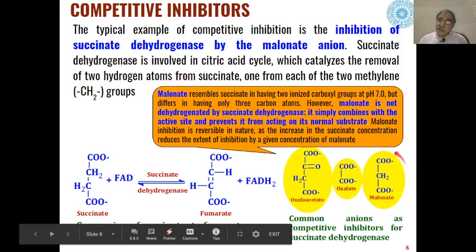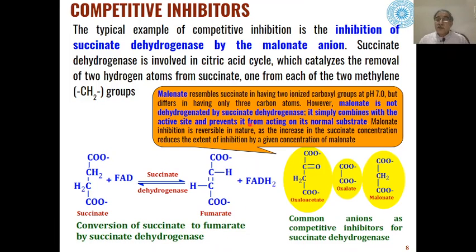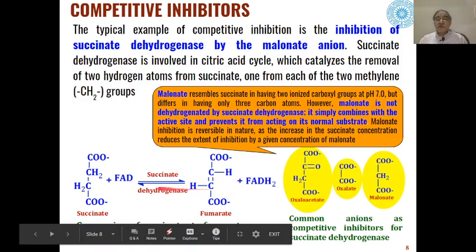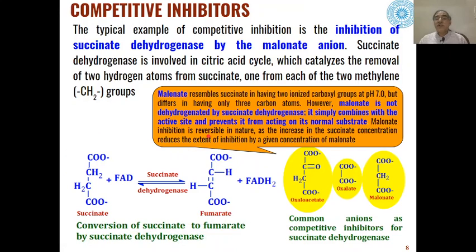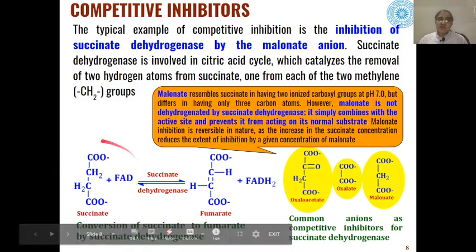But if malonate is present in the reaction medium, then the active site of the succinate dehydrogenase is competitively taken up by the malonate molecule, and this will inactivate the enzyme succinate dehydrogenase towards conversion of succinate into fumarate. So the succinate dehydrogenase becomes inactive, and it prevents the conversion of succinate into fumarate. But if we increase the concentration of the substrate, and the substrate in this case is succinate, this malonate inhibition can be reversed if we increase the succinate concentration. So this is an example of reversible competitive inhibition.